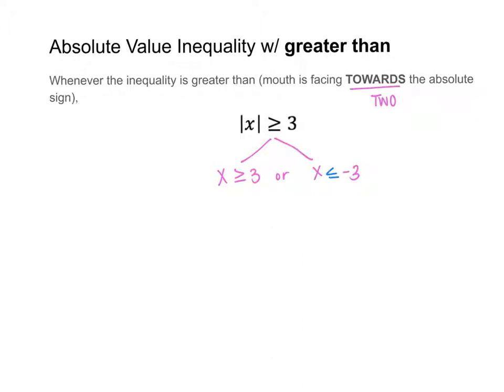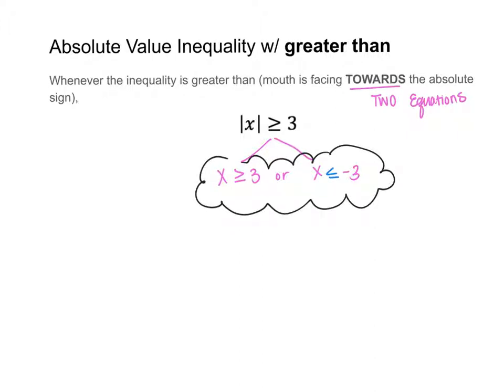And so now we have two equations. So every time it faces towards the inequality, you actually have two separate equations. And that's it. So whenever you see this absolute value, you can break it up like these two separate equations. And all right, let's try some example problems.